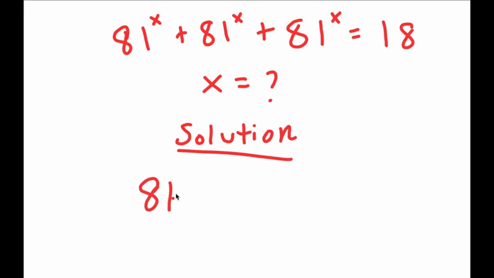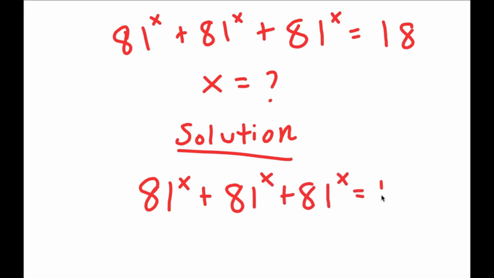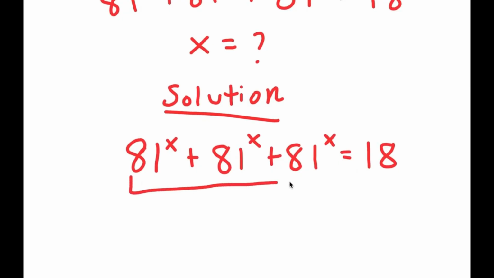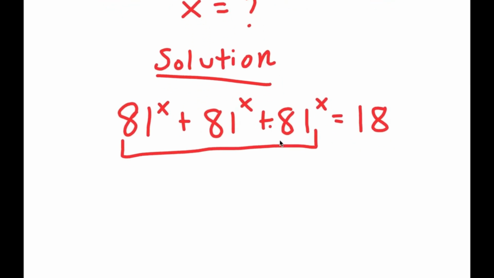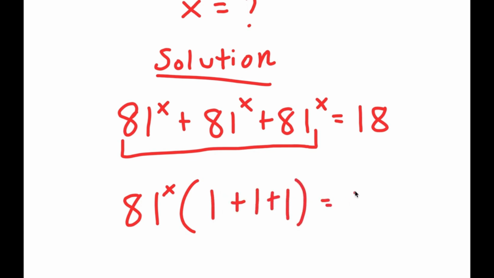So 81 to the power of x plus 81 to the power of x plus 81 to the power of x is equal to 18. Now, notice how we have three of the same terms in my left-hand side. So the best thing to do here is just factor them out. So I get 81 to the power of x times, now these are the same, so any term divided by itself is 1. So I get 1 plus 1 plus 1 is equal to 18.